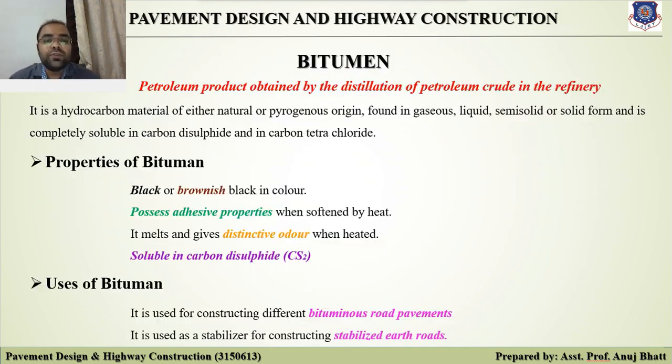So, bitumen. Bitumen is a petroleum product obtained by the distillation of petroleum crude in the refinery. It is a hydrocarbon material of either natural or pyrogenous origin found in gaseous, liquid, semi-solid or solid form, and it is completely soluble in carbon disulfide and in carbon tetrachloride.